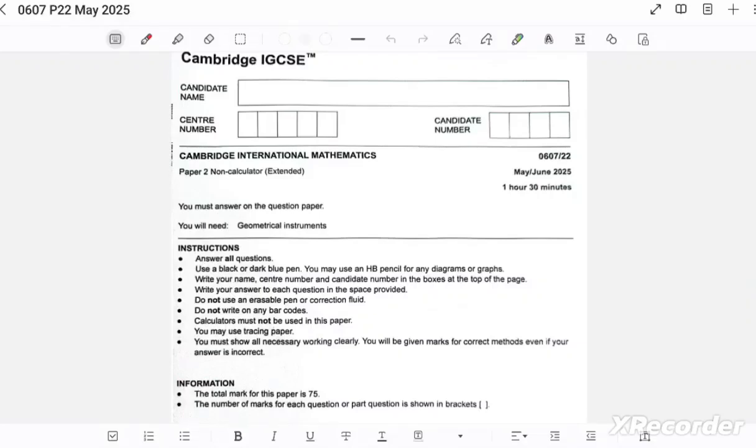Hello everyone. Today we are going to solve the May-June 2025 exam for the 0607 syllabus. Before starting to talk about the exam, let's first say one important thing, which is instructions. Before solving any exam, please start by reading the instructions very well.